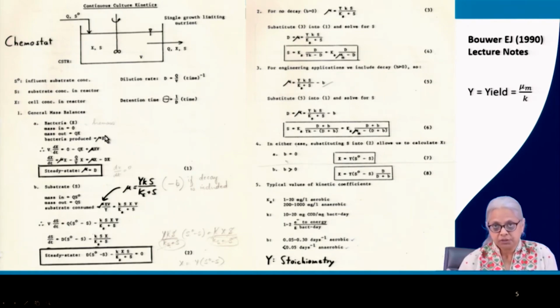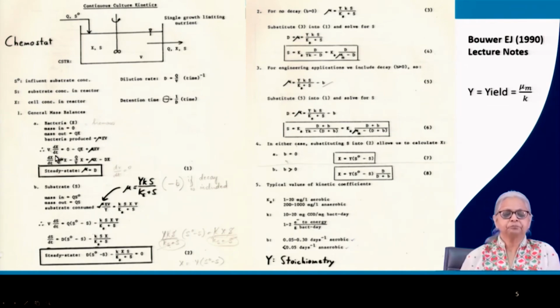That's proportionate. So whatever is happening inside the reactor is proportionate to the biomass concentration, and V is the volume. So that is the total mass that is being produced inside the chemostat. The volume times dx by dt, you can write it in this way. So you have accumulation on the left hand side, mass in is 0, mass out is Qx, and whatever is being generated inside the reactor is mu xV. This is our first point.